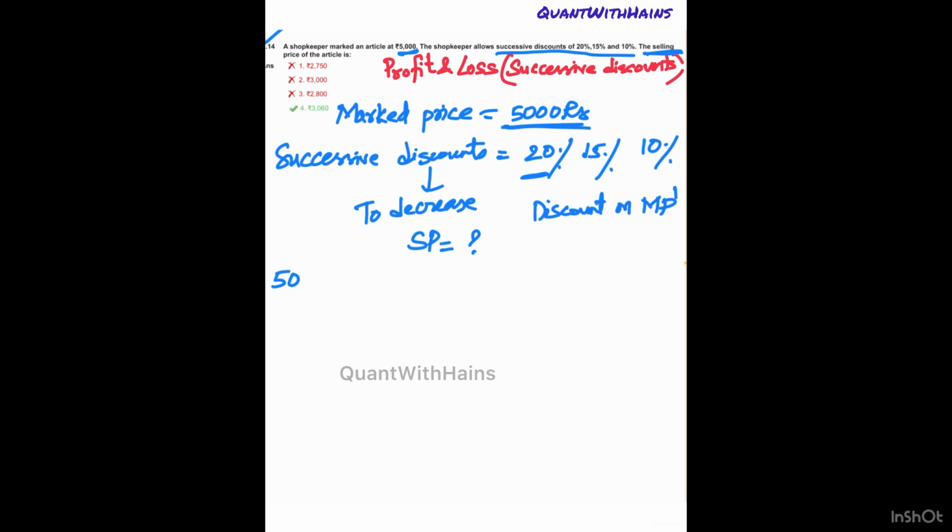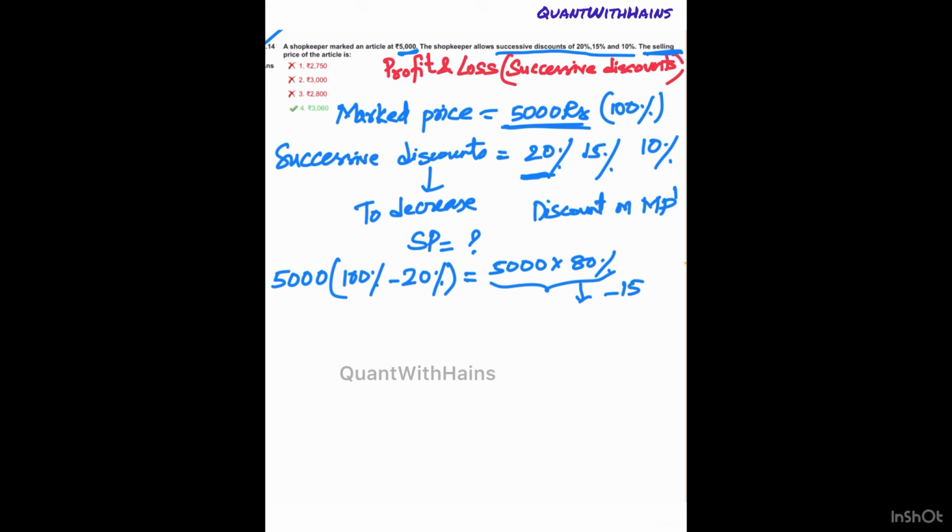How do we do that? 5000. How to decrease this by 20%? Let us assume that this is 100%. We are decreasing by 20%. Means 100% minus 20%. That is 5000 into 80%. Again, this value we need to decrease by 15%. If we assume this is 100%, we need to decrease by 15%. How to do that? 5000 into 80%.